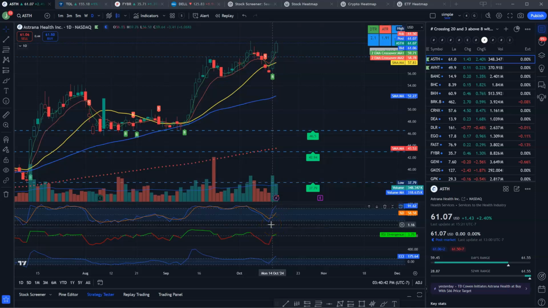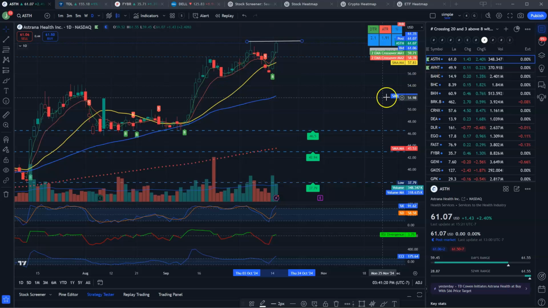Stochastics had crossed, and same with the RSI divergence is green, and then the CCI. But it does look like it's hit a resistance point right here. So we'll have to watch that and see if that actually becomes a resistance or it continues through. But this is a very, very strong day, up $1.43, almost 2.5% on a down day.